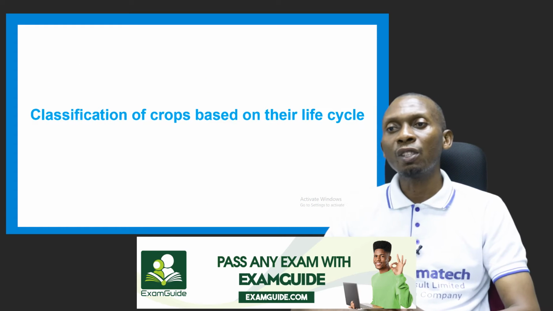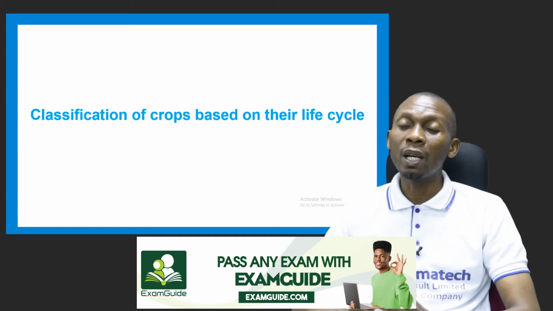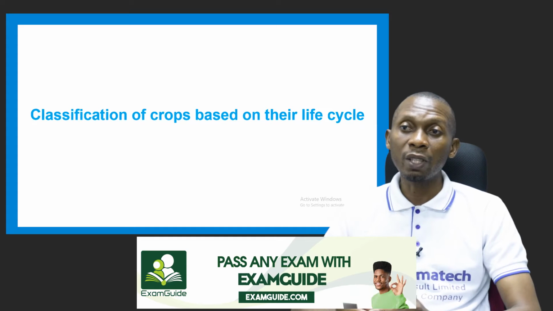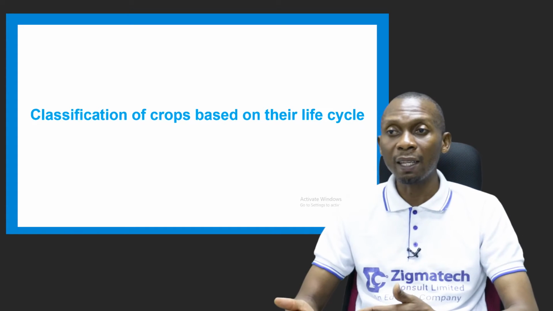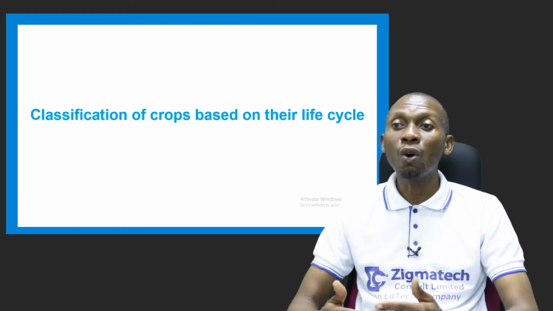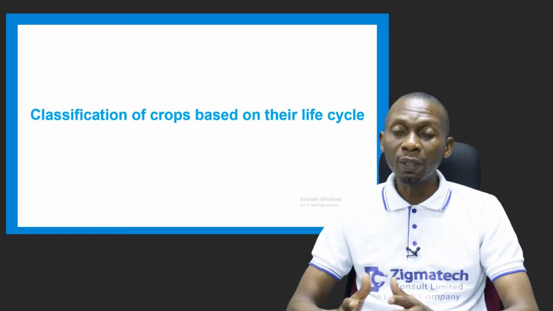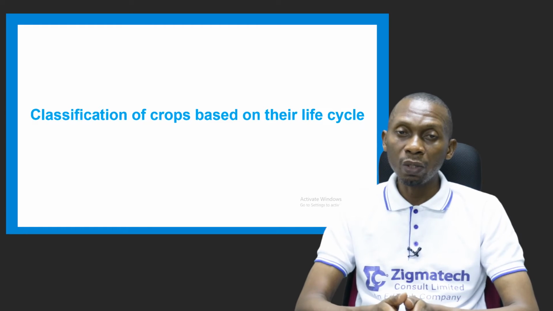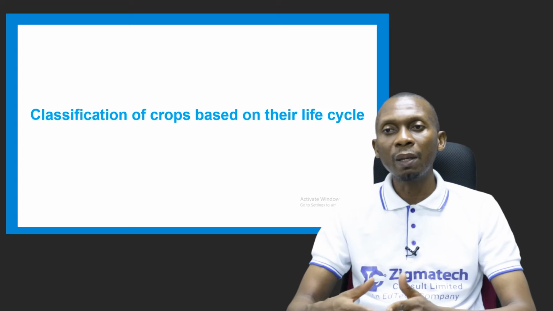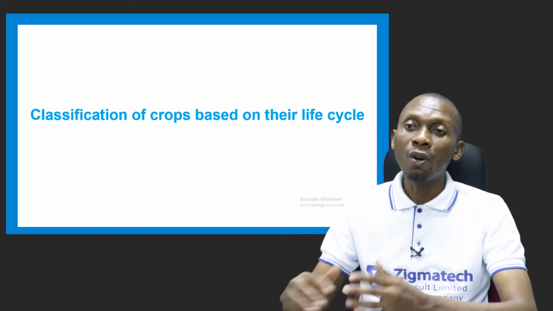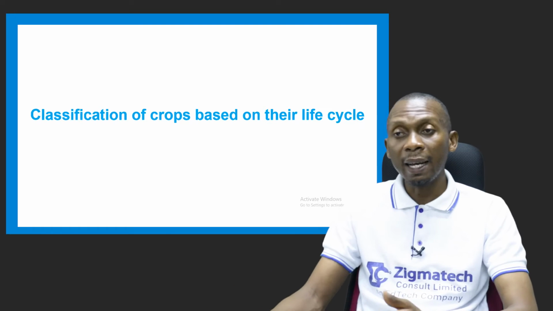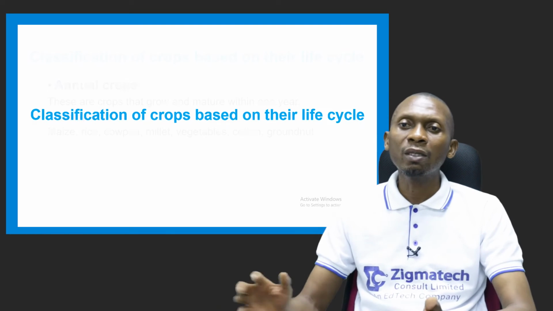Now let's look at the classification of crops based on their life cycle. Now we've looked at the classification of crops based on their uses. So now let's take a look at the classification of crops based on their life cycle. That is how long they live from the time they are cultivated or sown into the soil to the time they grow, mature, produce their fruits and die, or after harvesting they die. So that's the life cycle. So let's look at certain crops.